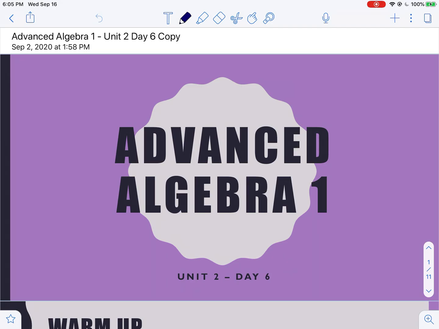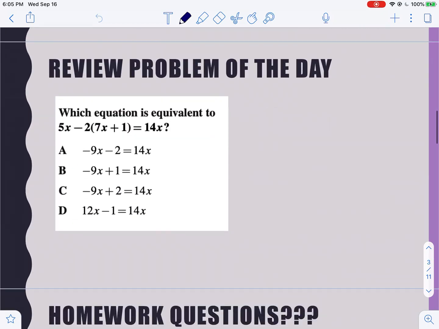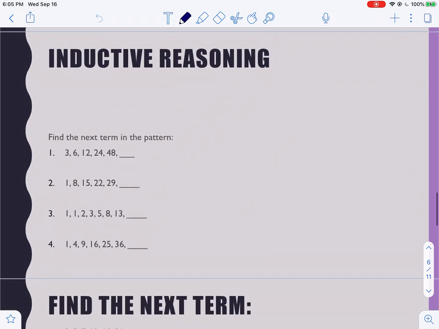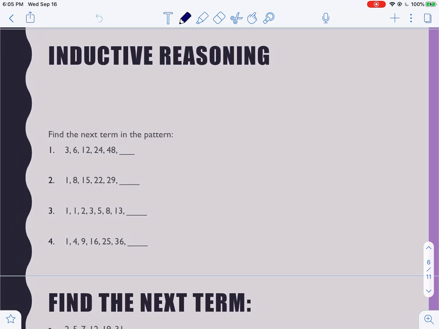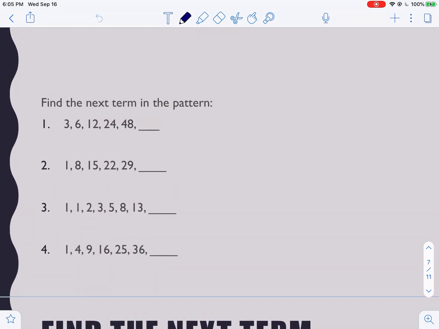Today we are going to talk about inductive reasoning and finding the next term in a pattern. Inductive reasoning is reasoning that you're going to use your intuition for. So to find the next term in a pattern, let's look at number 1.